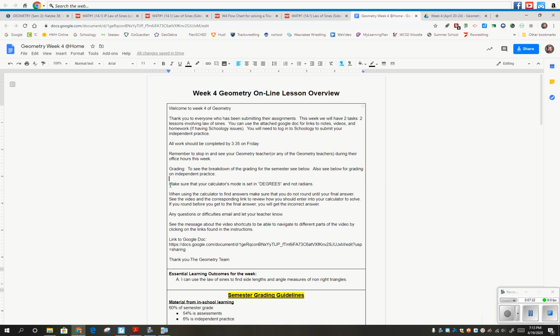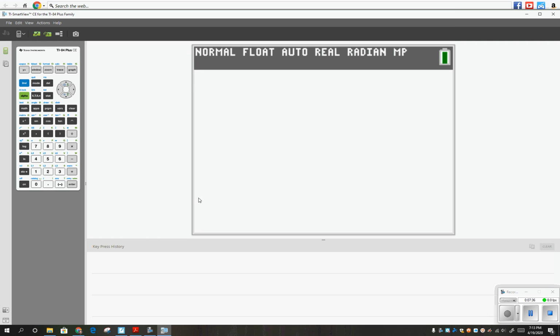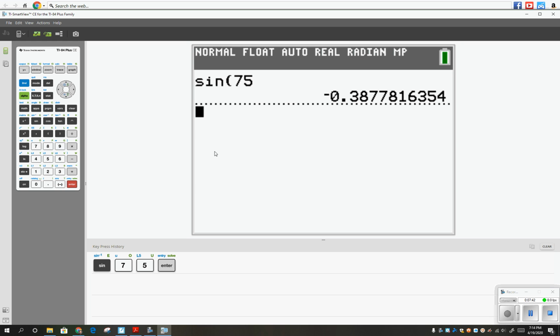Calculator, make sure your calculator mode is set to degrees and not radians. We've had some people submit the quiz and assignments, and based on their answers, when we check them, we can tell you're in radians and not degrees. Just a quick note on that. For example, if I type in sine of 75, I get negative 0.3877. That's not right. Okay? The problem there is my calculator is in radians.